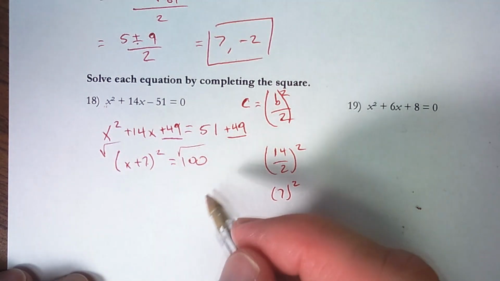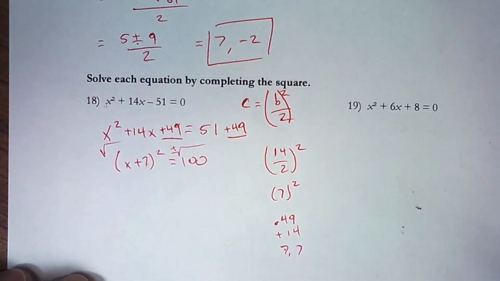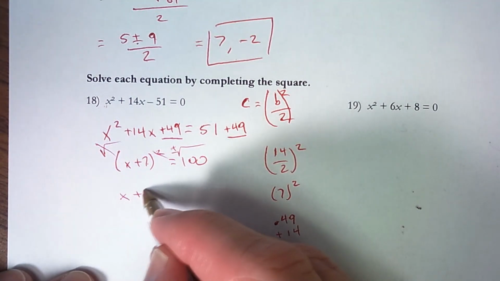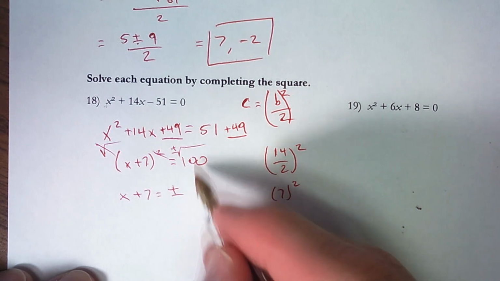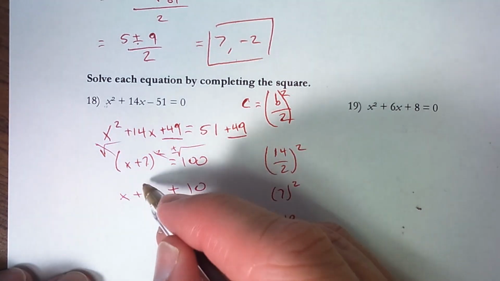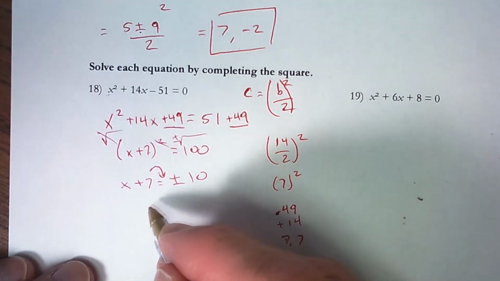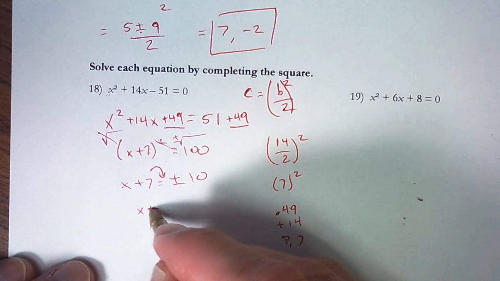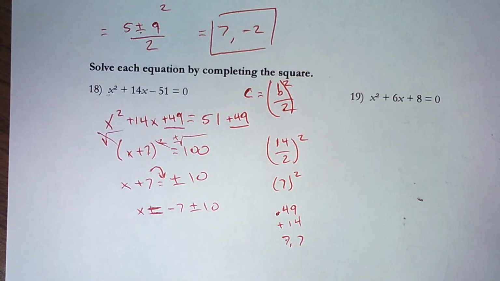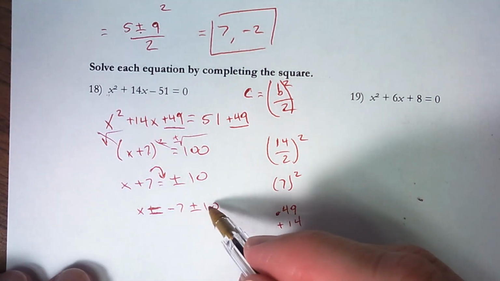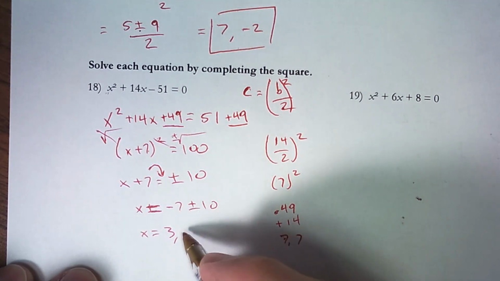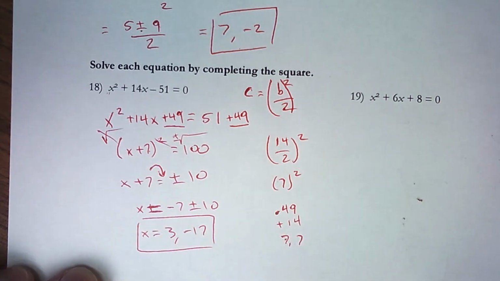Now I can take a square root, and when I do that, I get plus or minus on this right side, while I cancel the squared on the left side. x plus 7 equals plus or minus, and the square root of 100 is 10. Okay, now I'm going to move this 7 right here, and I get x equals negative 7 plus or minus 10. So what's negative 7 plus 10? That is 3. What's negative 7 minus 10? Negative 17.